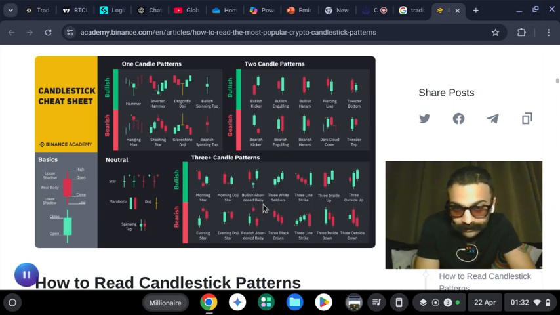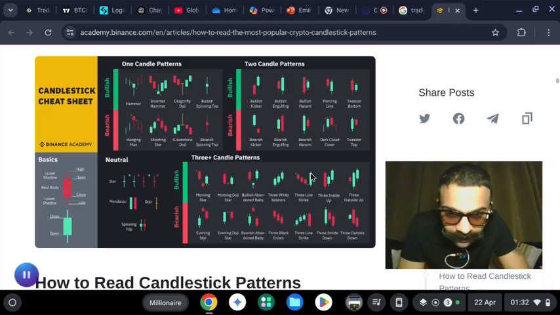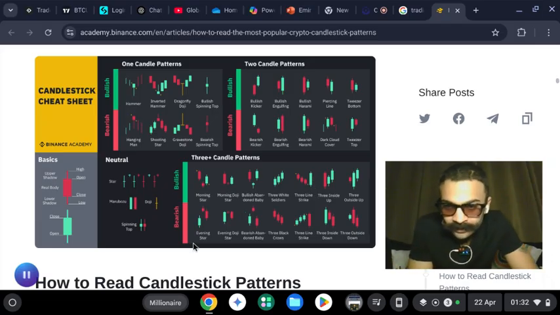abandoned baby. Nice one. Three white soldiers. See these three white soldiers, they're a good sign. Three line strike, three inside up, three outside up. So can you see here, this is the high, and this is the low of a candle. All right. And the bearish ones: evening star, evening doji star, bearish abandoned baby.